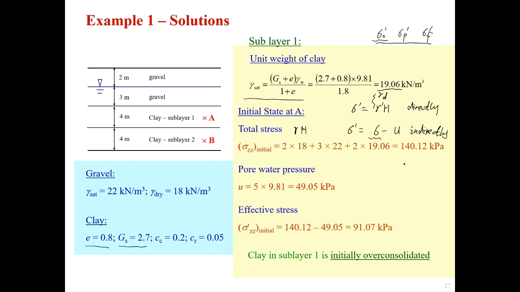So that's the total stress for the first sub clay layer, and then pore water pressure. For the middle of this clay layer, obviously that's 5 meters below the water table. So pore water pressure will be gamma W times H. In the question, he said that the water table is 2 meters below the surface of the gravel. Does that mean the H is 2?